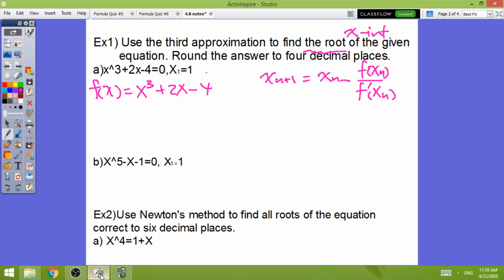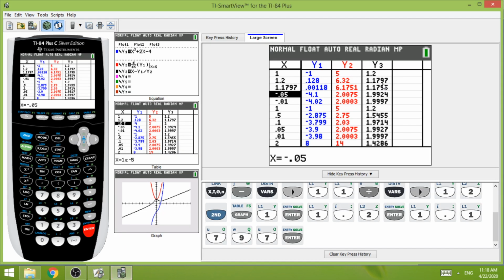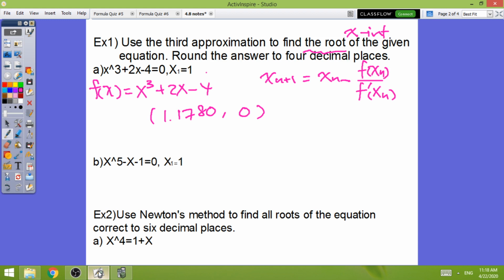So eventually the x-intercept is about 1.180. Okay, so let's take a look at that one more time. 1.180, excuse me. Okay, 1.180. So that's what we have.